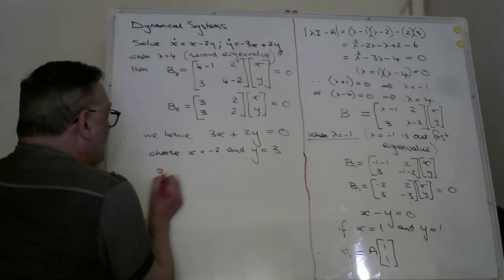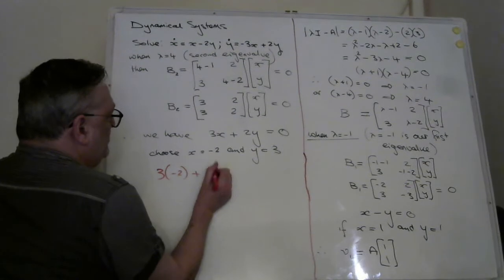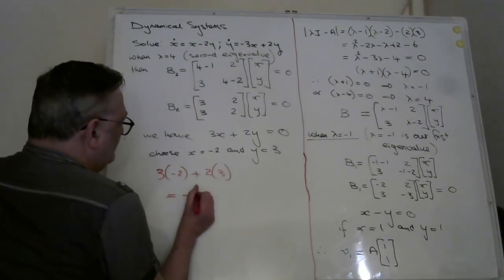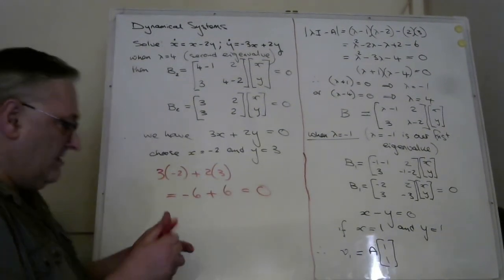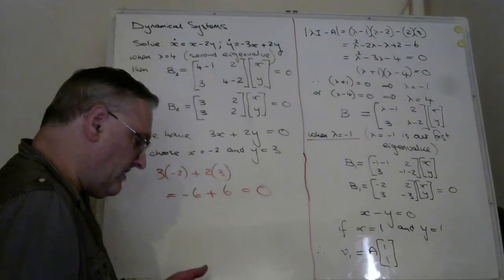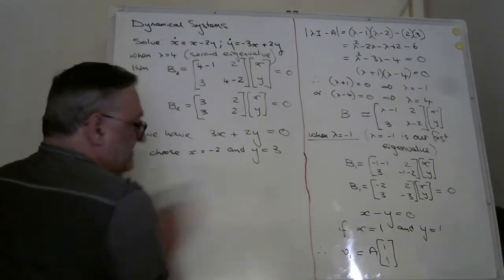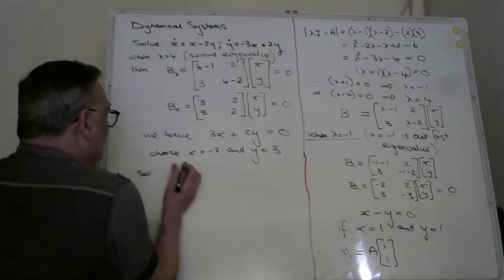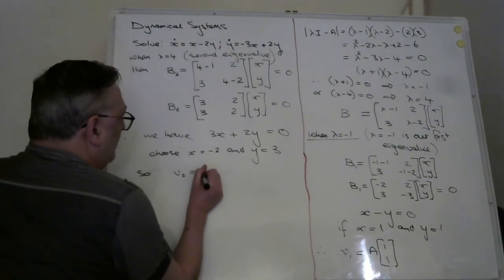So we've got 3 times minus 2 plus 2 times 3, and that's equal to minus 6 plus 6, which is 0. So we've got the components of our eigenvector v2. So v2 equals some constant.